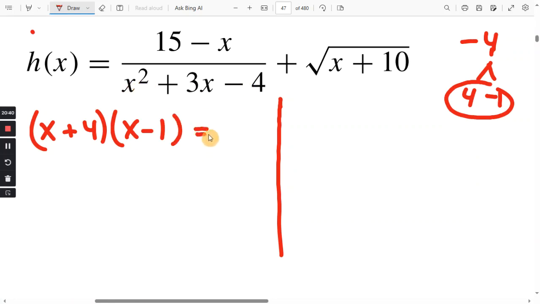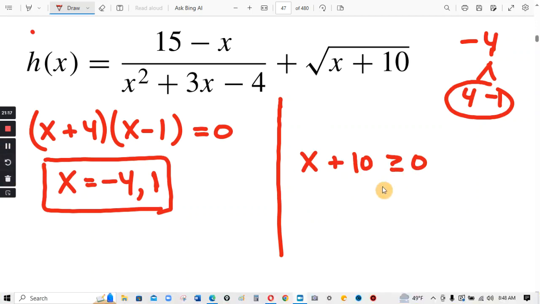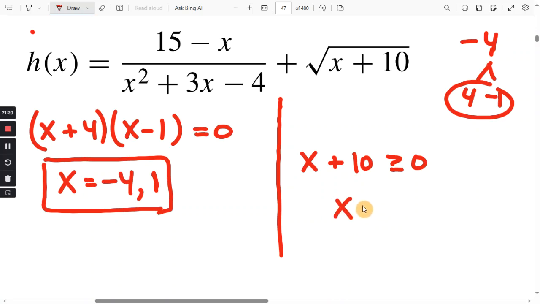And if we set that equal to 0, x equals -4, and x equals +1. Either of those would make that equal to 0. So x cannot be either of those numbers. Now for the x plus 10, it's under the radical. That has to be greater than or equal to 0. And if you do -10 on both sides, you have x is greater than or equal to -10.